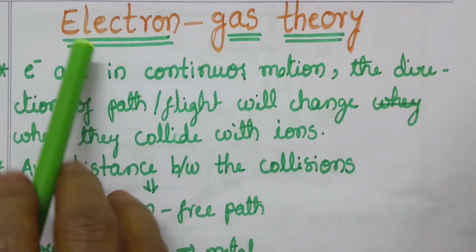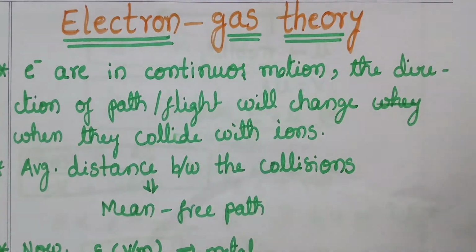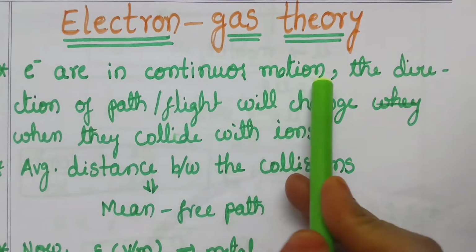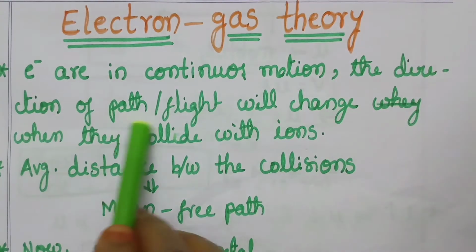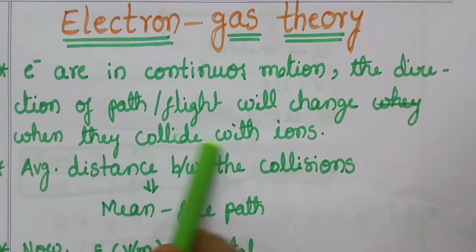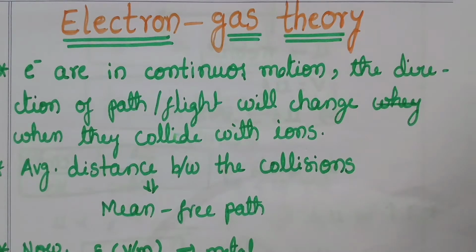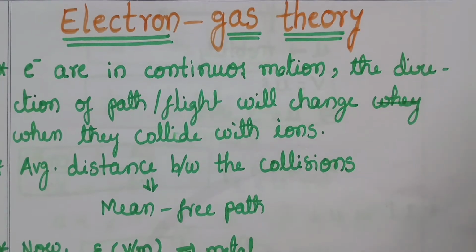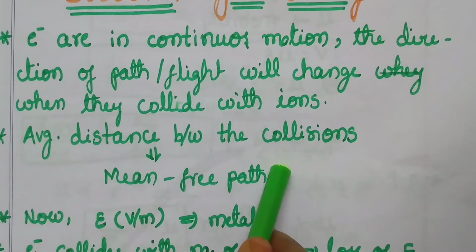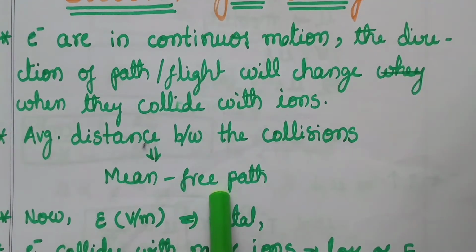Our today's topic is about the electron gas theory. According to the electron gas theory, the electrons are in continuous motion and the direction of their path or flight will change when they collide with the ions. That means the direction of electrons will be changed when they collide with other ions in the metal. So the average distance between such collisions is called the mean free path.